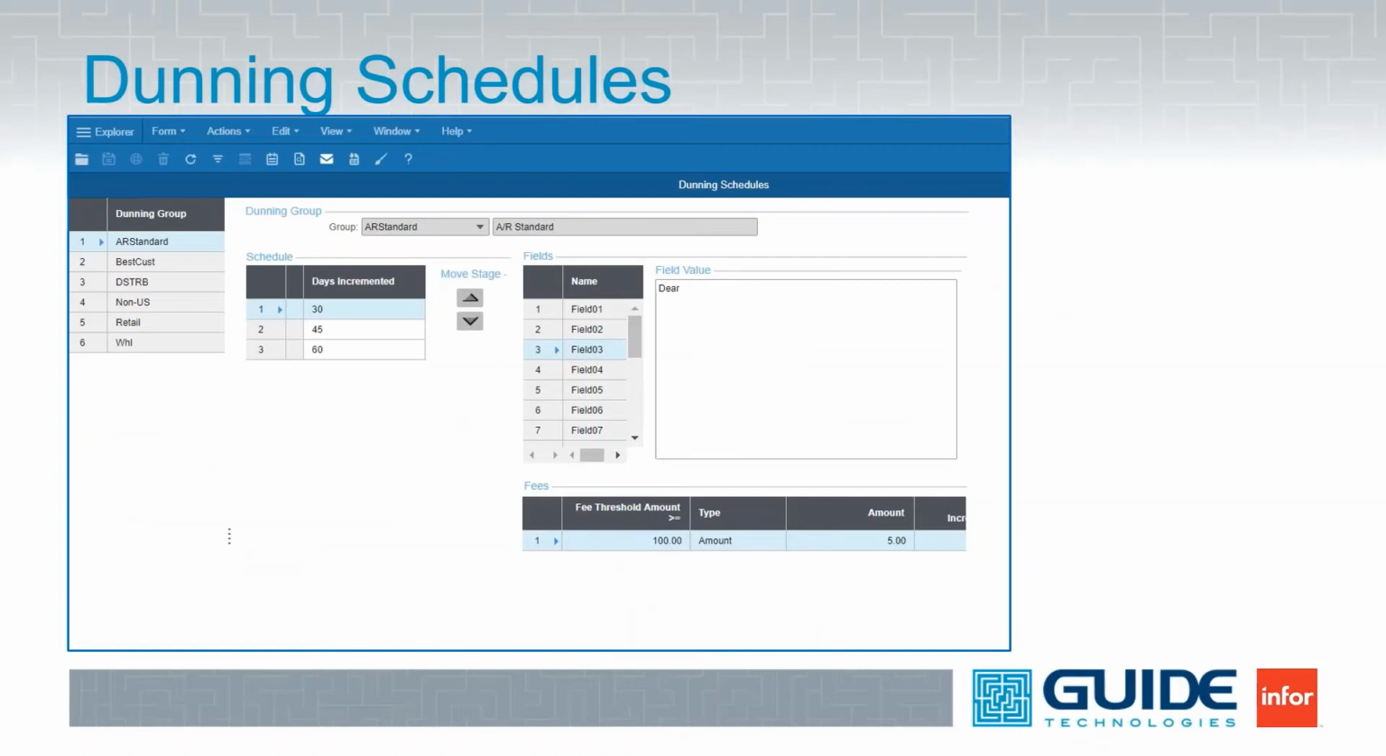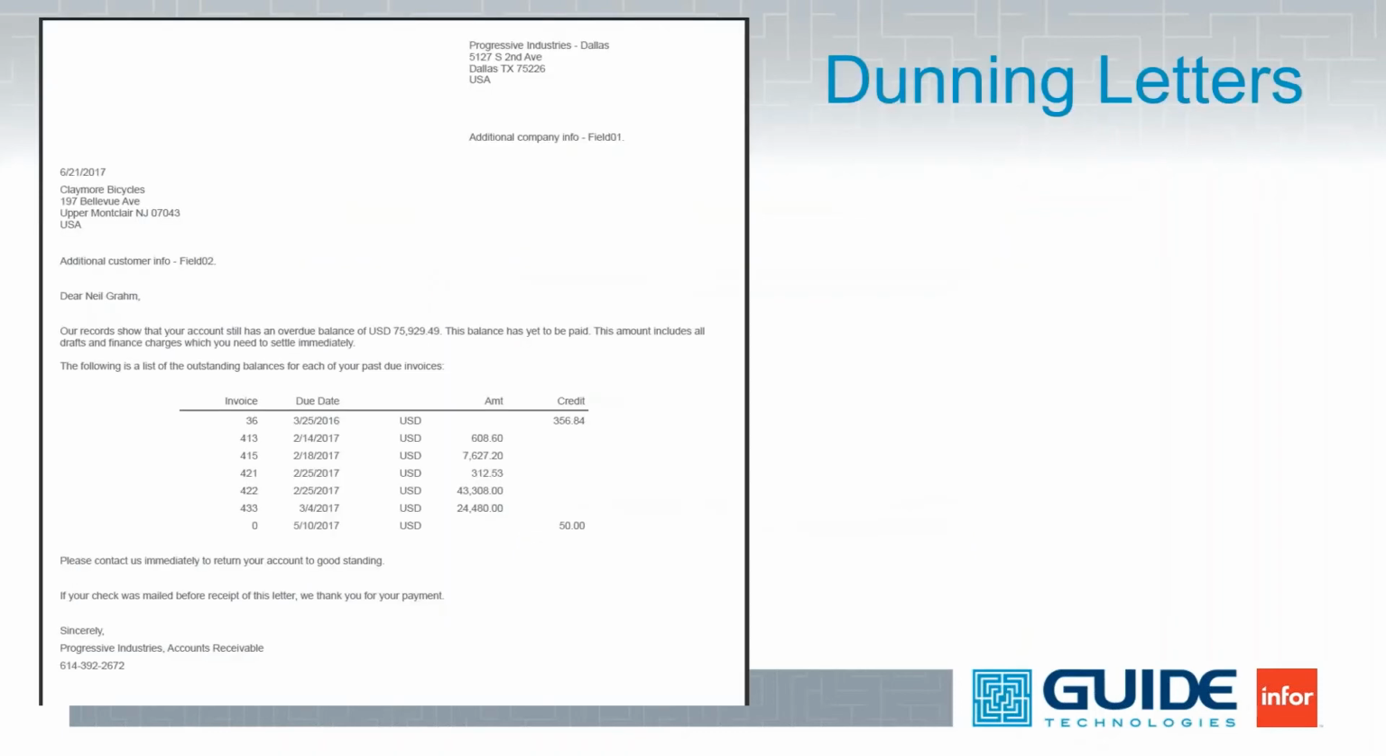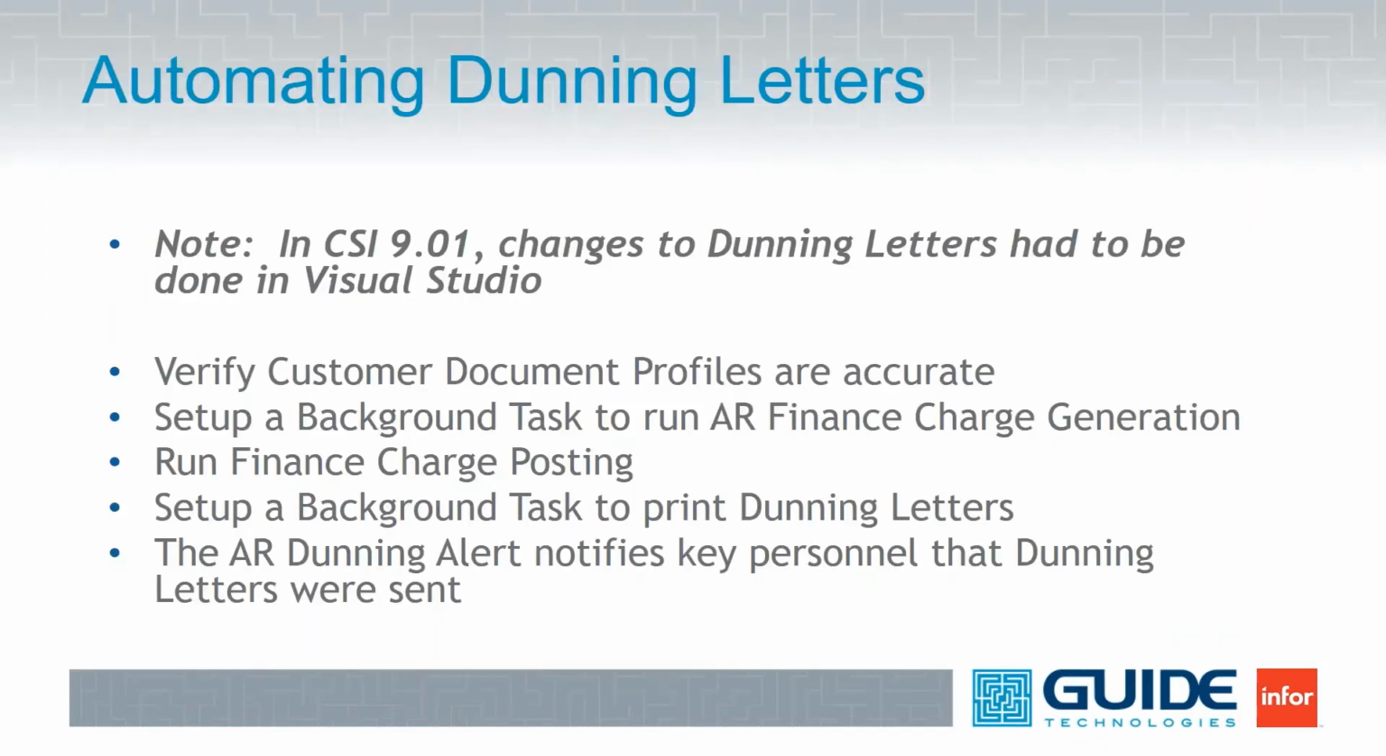Here's the form for the dunning schedules, and I can set those fields and make them whatever I want them to be. For example, the one that's highlighted, field 3, the field value is deer. So these are kind of boilerplate type stuff that will pop up onto our dunning letters for us. An example of a dunning letter, how we can now customize it, make it look. As you may or may not know, in 9.10 or prior, changes to dunning letters had to be done in Visual Studio. It took some development work.